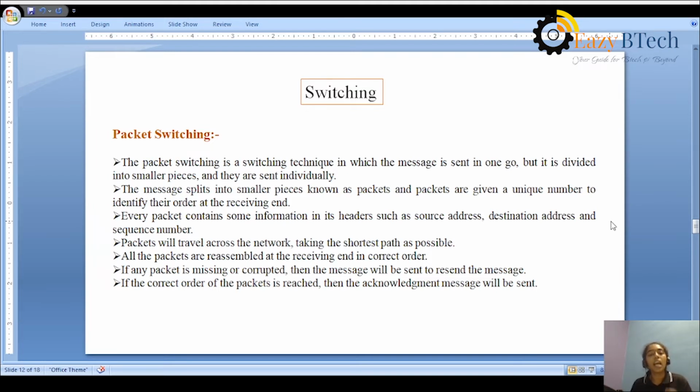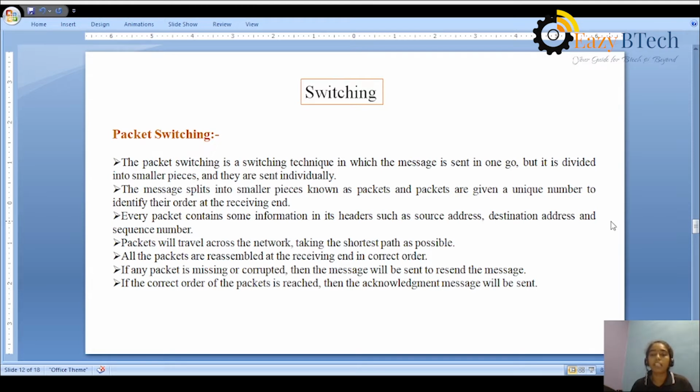Each and every packet contains some information in the header part. The data that we want to communicate from source to destination will be divided into a number of packets, and each packet maintains one header. This header contains the source address, destination address, and sequence number.